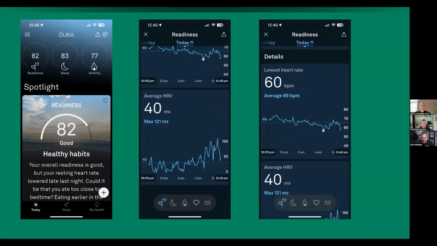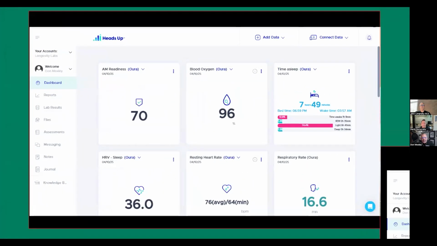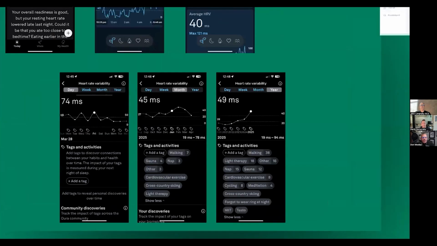This is where something like the Heads Up Health platform comes into play. In this case, we're looking at data for the day, for the week. We can look at readiness. Well, I can see that same data when I link that patient's account to my Heads Up Health account. I see the exact same thing that's showing up on their phone. I see the same data as it relates to readiness, oxygen saturation, time of sleep, HRV, all those critical factors, and it runs automatically.